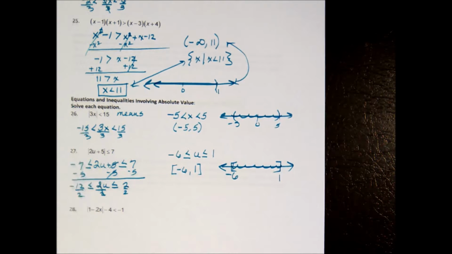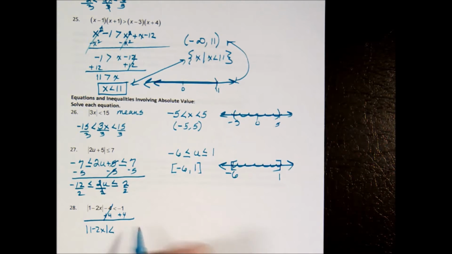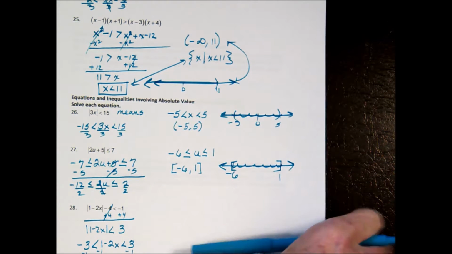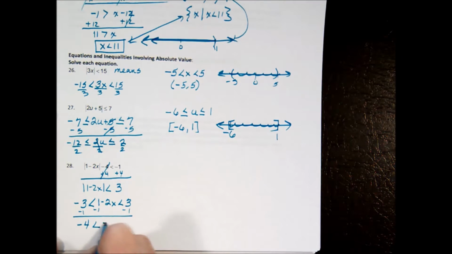On this last one, which is a type 1, less than, I have to isolate the absolute value by adding a 4 to both sides before you start taking anything out. That gives me this. Now I know what that means. It means 1 minus 2x is less than 3, and then go over here and put it less than, and then negative 3. So I'm going to subtract a 1. That gives me, whoops, you can't see. That gives me negative 4 is less than negative 2x is less than 2.